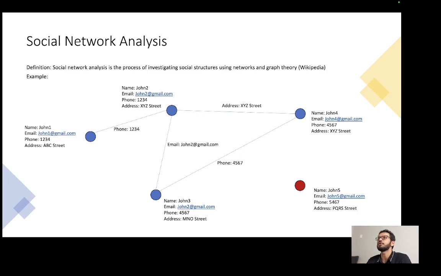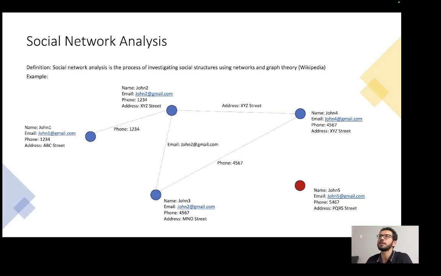Similarly, for John 2, you have the email address john2@gmail.com, phone number 1234, and the address is XYZ Street. Now, as you can see, John 1 and John 2 have the same phone number, which is 1234. So that's a commonality between John 1 and John 2, and that's how they are connected to each other.